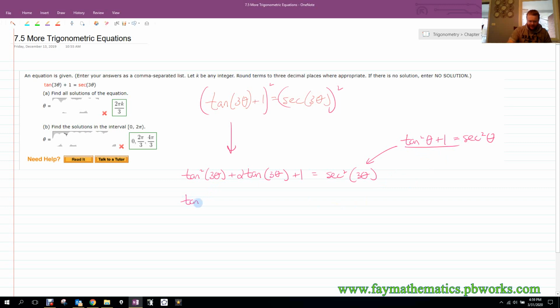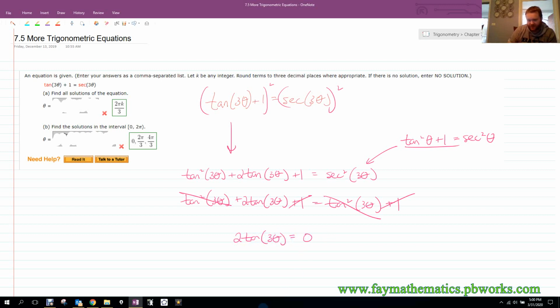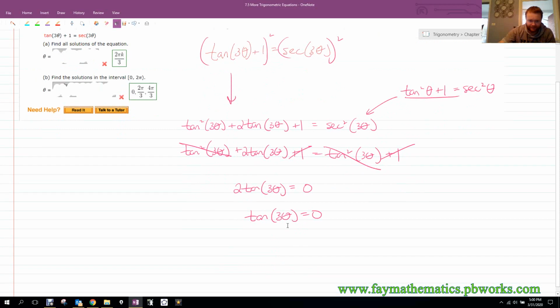So it's going to give me tangent squared 3 theta plus 2 tangent of 3 theta plus 1 equals tangent squared 3 theta plus 1. And what happens here is a lot of nice things. The tangent squared cancels. The plus 1 cancels. So it leaves me 2 tangent of 3 theta is equal to 0. Divide both sides by 2. It leaves me tangent of 3 theta is equal to 0.